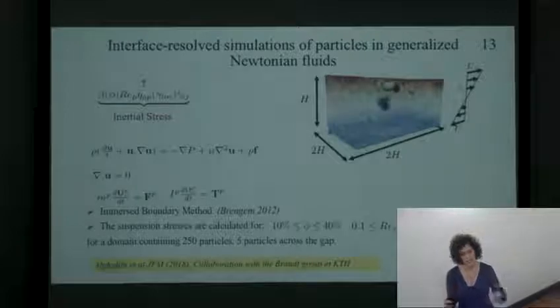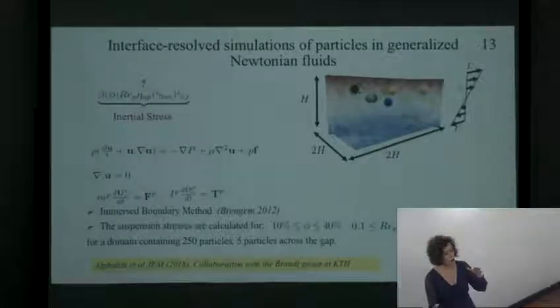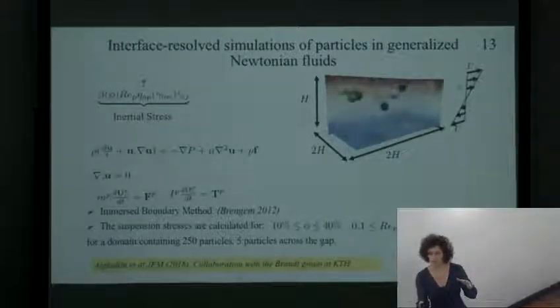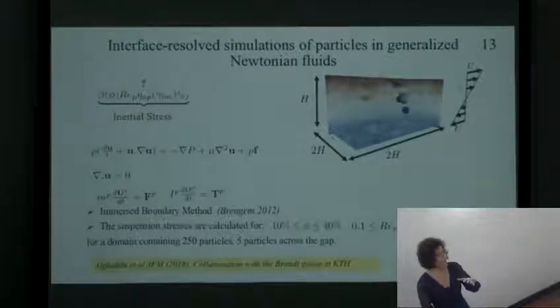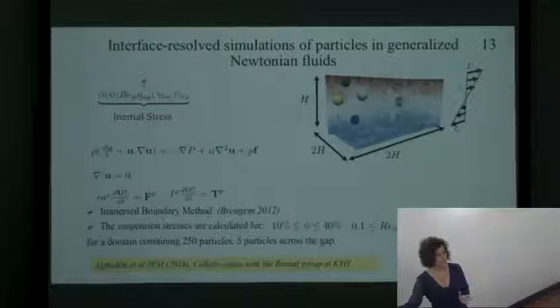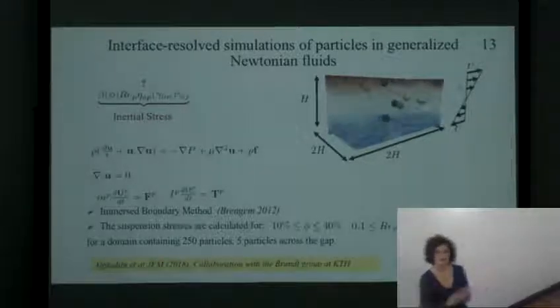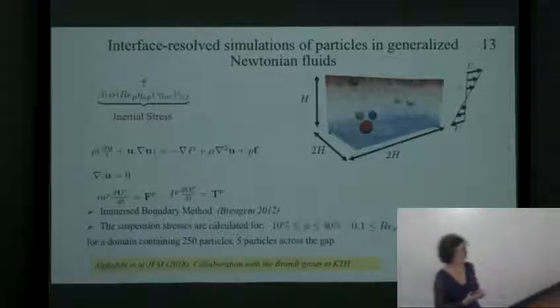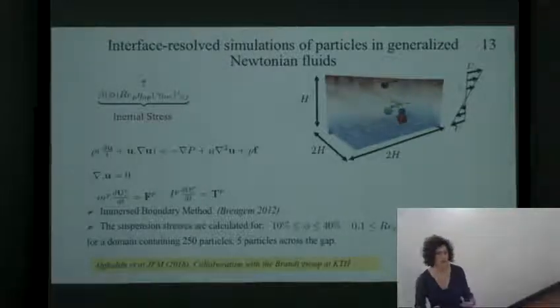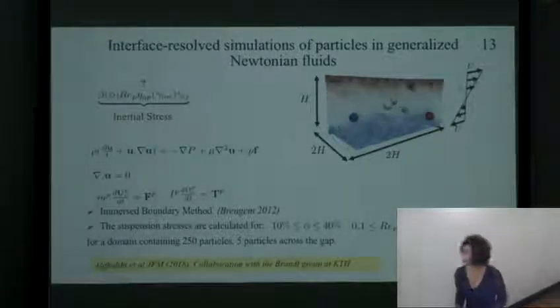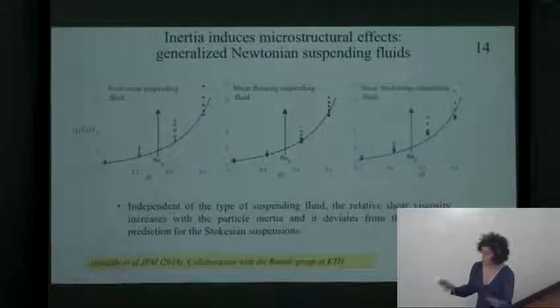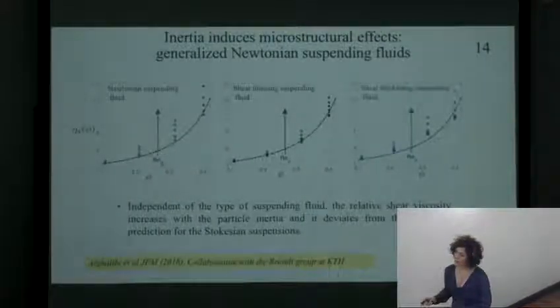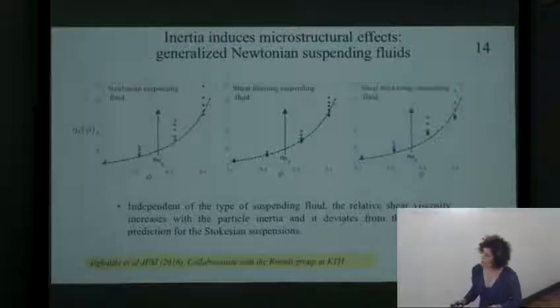What we are doing here, we have these suspensions of particles in shear thinning, Newtonian, and shear thickening fluid, and we apply shear rate and we push it to large particle Reynolds number here in the range of 0 to 10, and for the solid volume fraction that varies from 0 to 40. And we want to see how it affects the effective shear viscosity, or effective relative viscosity, if you wish.